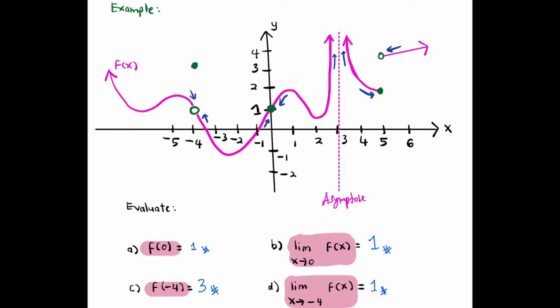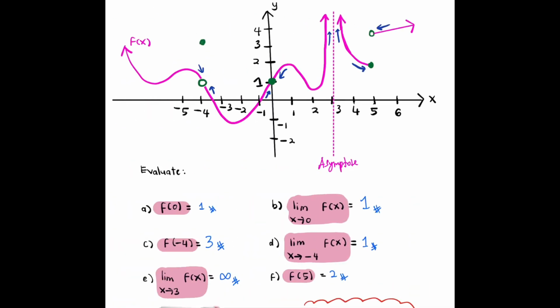Next, part D. Limit of f(x) as x approaches -4. So let's check. As x approaches -4, let's check from the right. The limit of f(x) as x approaches -4 from the right is equal to 1. And the limit of f(x) as x approaches -4 from the left is also equal to 1. So since the values are the same, therefore we can conclude that the limit of f(x) as x approaches -4 is equal to 1.